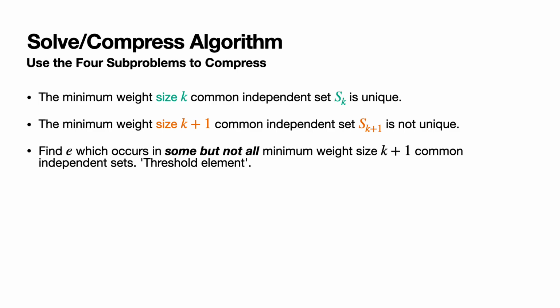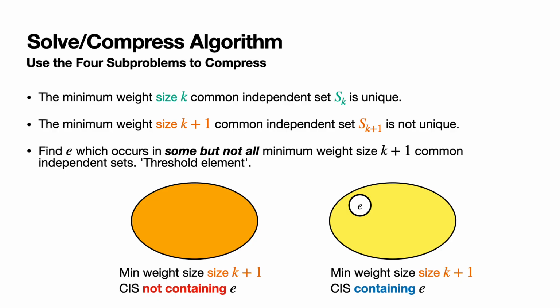Well, we're just going to iterate over all columns E. Okay? And we're going to check if it's a threshold element. How do we check if it's a threshold element? Well, we know how to find the minimum weight common independent set of size k plus 1 containing E and the one not containing E. Okay, this yellow and orange thing respectively. Now, it's easy to see that E is a threshold element if and only if both of these things have the same weight, right? And because we can solve both of these problems, we can check if they have the same weight. And so we can check if E is a threshold element, and so we can even find a threshold element, right? So let's say we found a threshold element E.